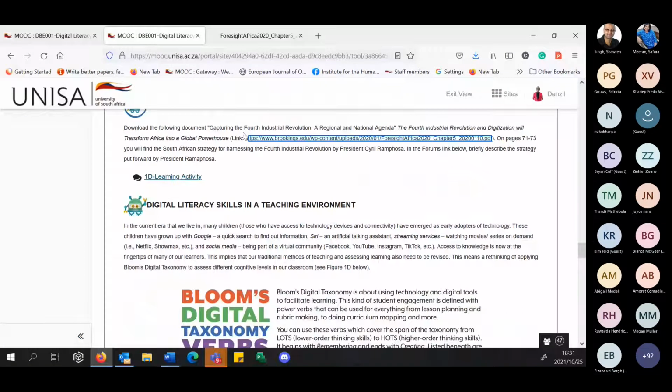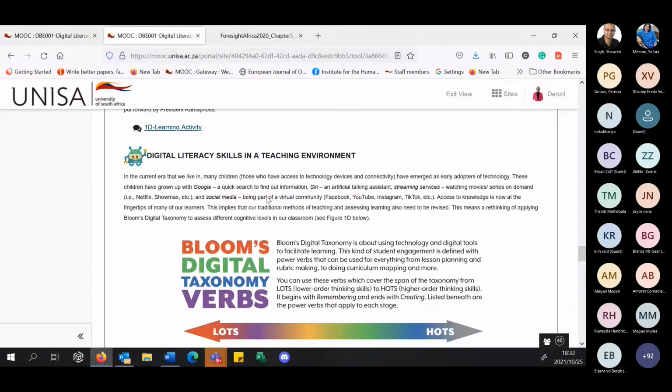So briefly, in the link below, unpack what this means for us in the South African context in terms of the strategies put forward by President Cyril Ramaphosa. Now, digital literacy skills in a teaching environment. We've zoomed into Africa, but what does this mean for you now in your teaching environment?